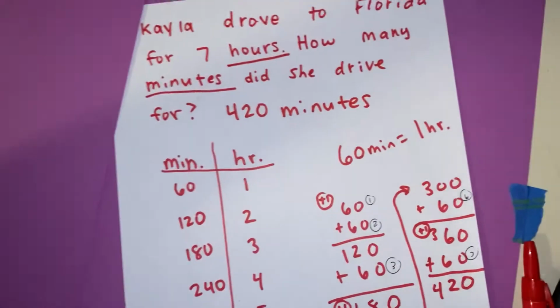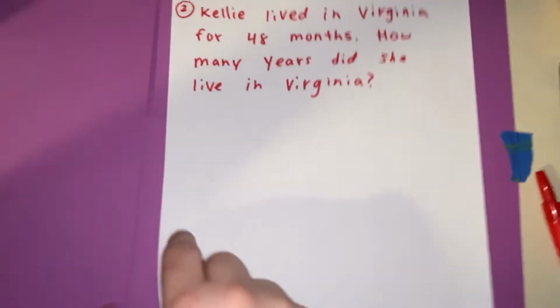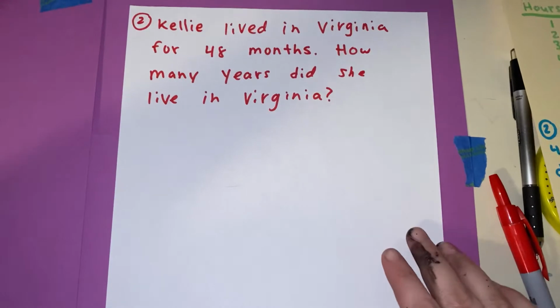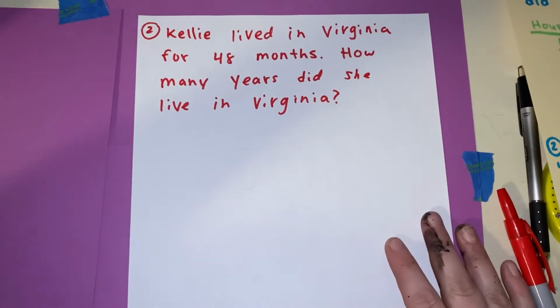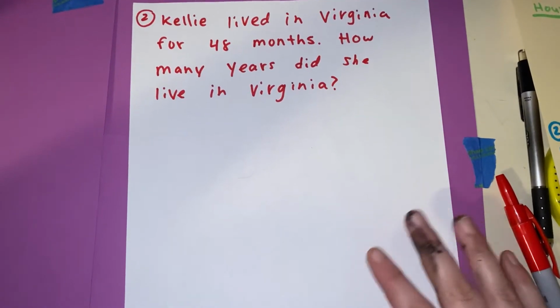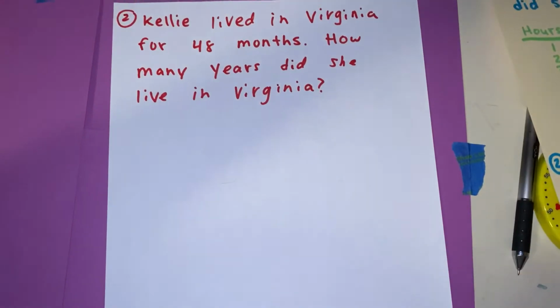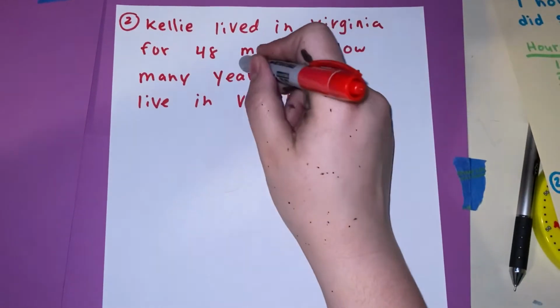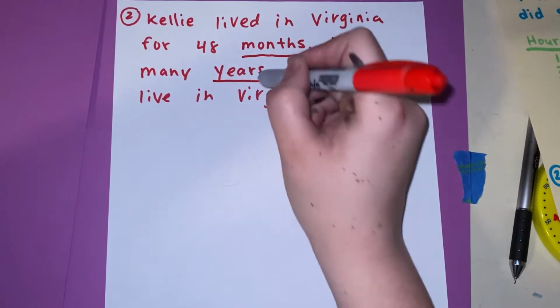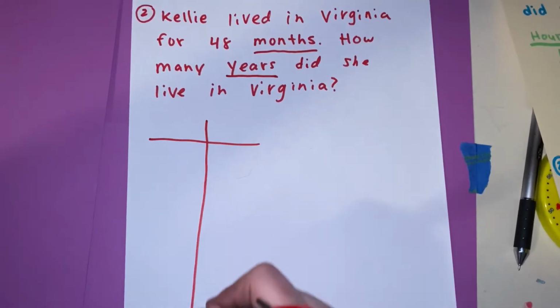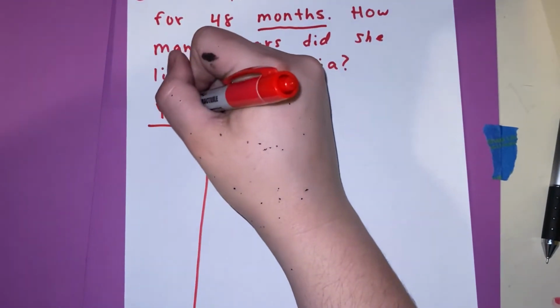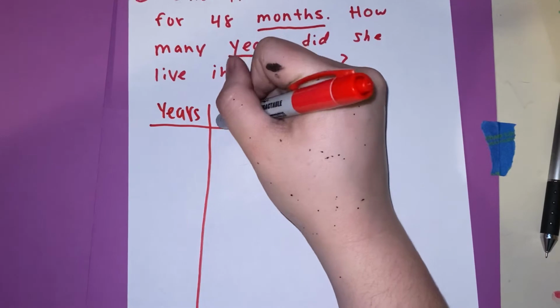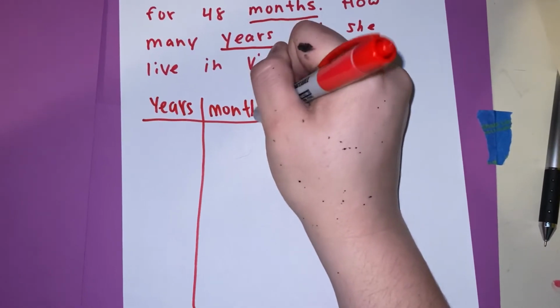Let's go ahead and do one more problem together. This one's going to be a different units. So Kelly lived in Virginia for 48 months. How many years did she live in Virginia? So if you look at it, our 2 units that we're going to be looking at this time are months and years. So I'm going to go ahead and draw my T-chart. I'm going to put years on one side and months on the other side.